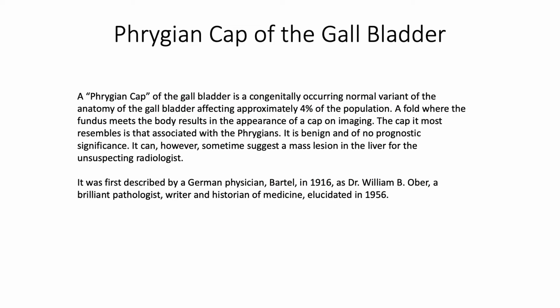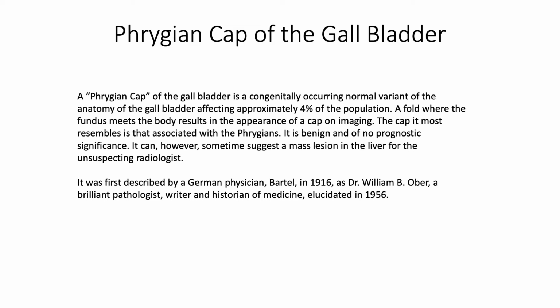The Phrygian cap of the gallbladder, as I said before, is a congenitally occurring normal variant of the anatomy of the gallbladder. It occurs because of a fold, a reduplication of tissue where the fundus meets the body, giving it the appearance of a cap, which resembles the Phrygian cap, as we'll see in the next slide. It's benign, of no prognostic significance. It can, however, sometimes fool a radiologist with ultrasound or CAT scans who is not familiar with this structure, and sometimes it can present as looking like a mass lesion in the liver.